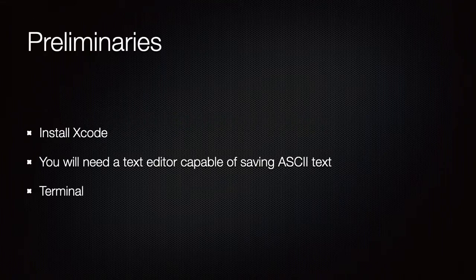So before you try to compile any C code, you need to first install Xcode. That brings you the C compiler. And you'll need a text editor capable of saving ASCII text. And there's lots of choices there. The TextEdit app that comes with macOS will work, but I'm not sure how you start it up to save a C file, but you can create a C file and then open it there, and we'll show you that at the end of the video. And then you'll need a terminal to actually run your commands.